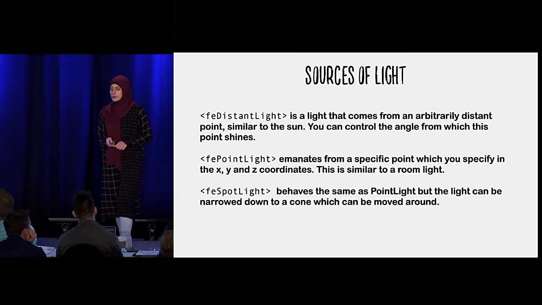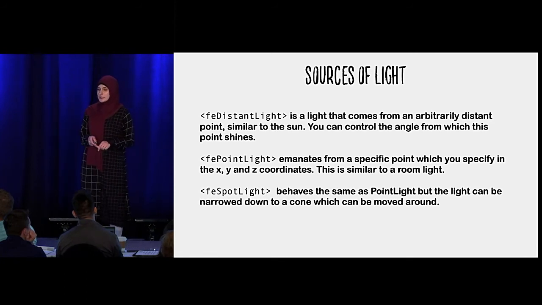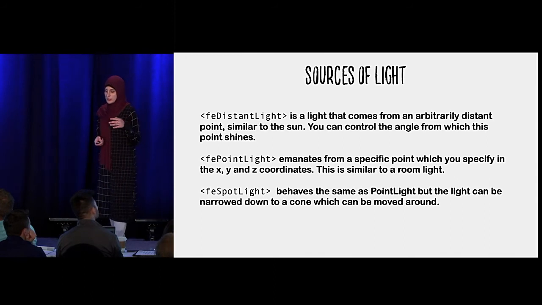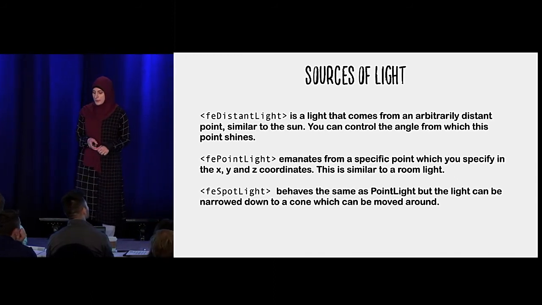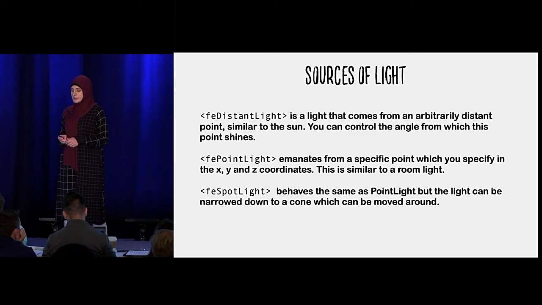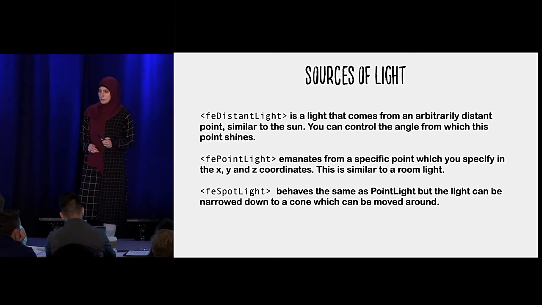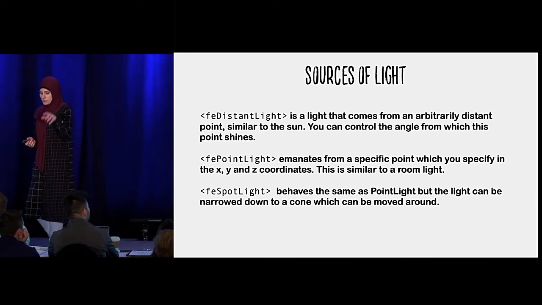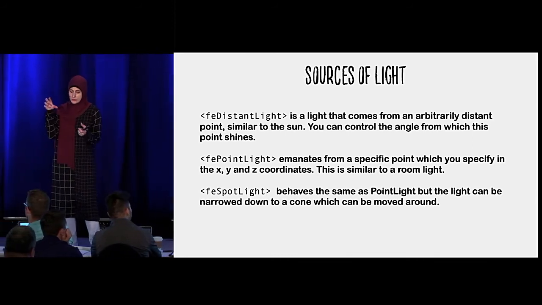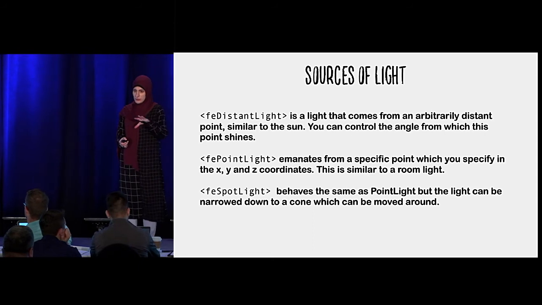There are 3 different kinds of light sources in SVG. A distant light, which is arbitrarily far away, and it's the most appropriate way to present sunlight. A point light, which emanates from a specific point, such as room lighting. And a spotlight, which behaves much like the second one, but its beam can be narrowed to a cone, and the light can pivot to other targets.